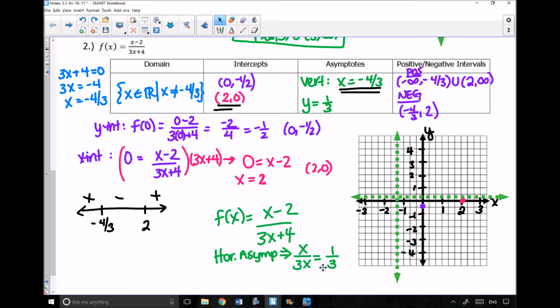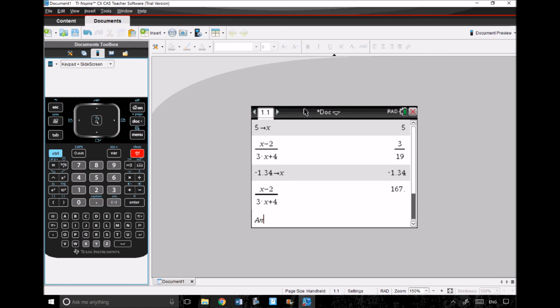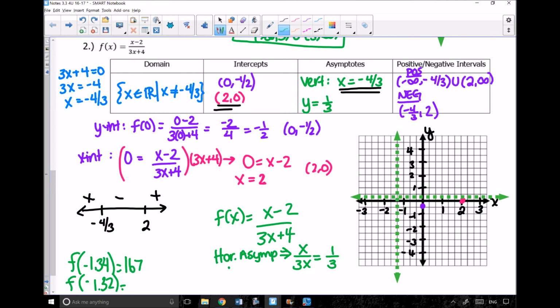So I can say right here that f of -1.34 is 167. So I know that my graph is going to be moving upward right here. Okay, now I'm going to do it on the right side of this value. So I'm going to try -1.32. I'm going to store it in as x. And when I figure out my value, I get -83. So it's going to be approaching negative infinity on this side.